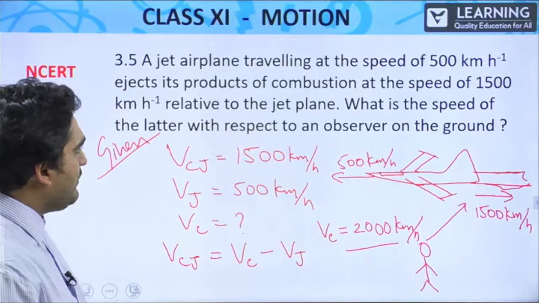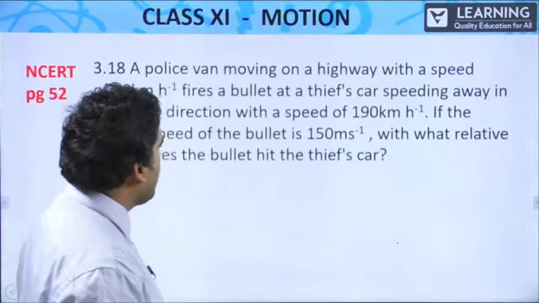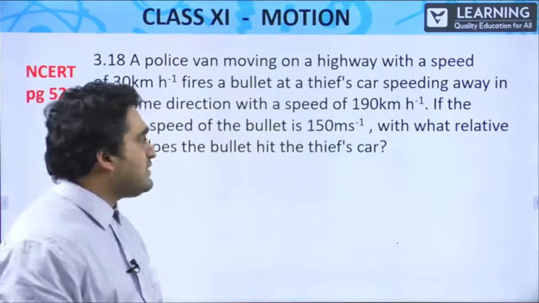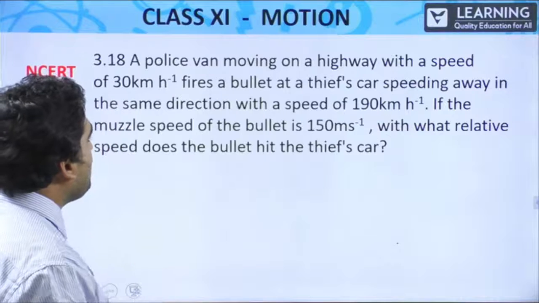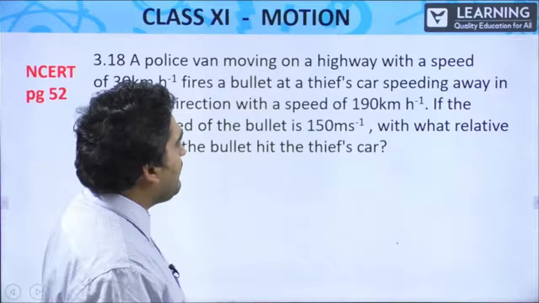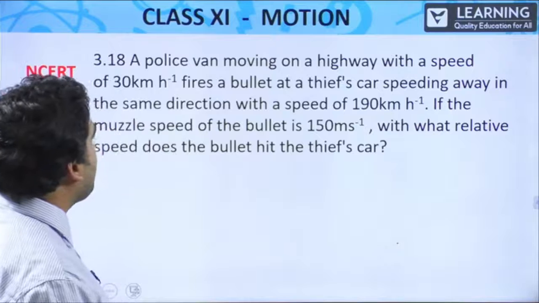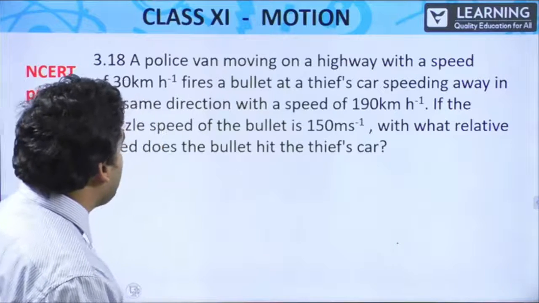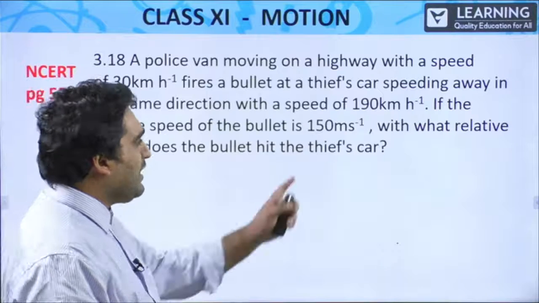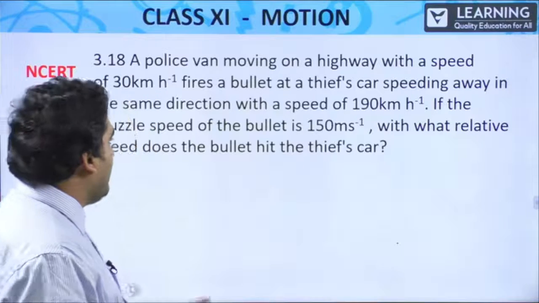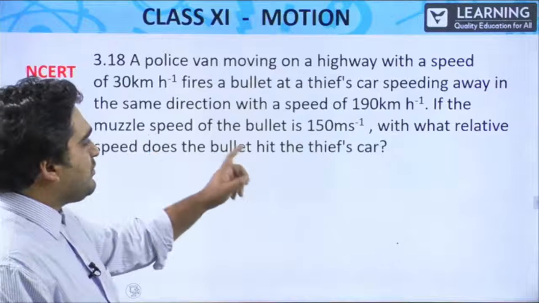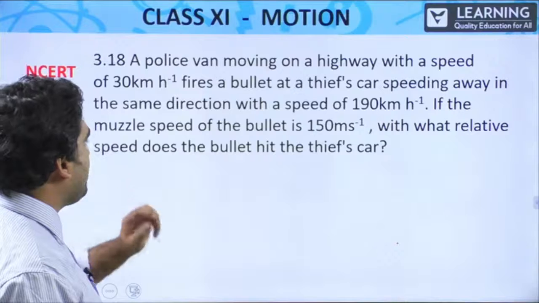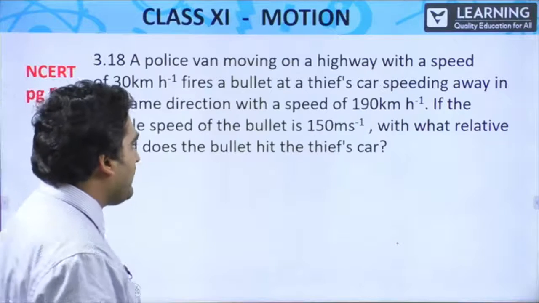Moving forward, let's look into the next question. Here's another question which is again related to the same relative velocity. It says, a police van moving on a highway with a speed of 30 km/h fires a bullet at a thief's car speeding away in the same direction with a speed of 190 km/h. If the muzzle speed of the bullet is 150 m/s, at what relative speed does the bullet hit the thief's car?